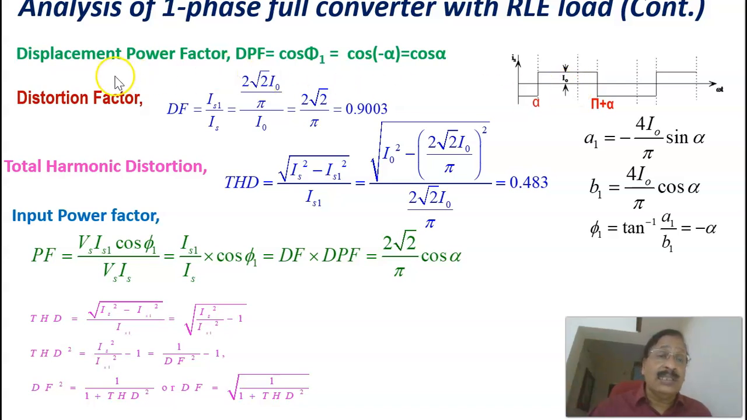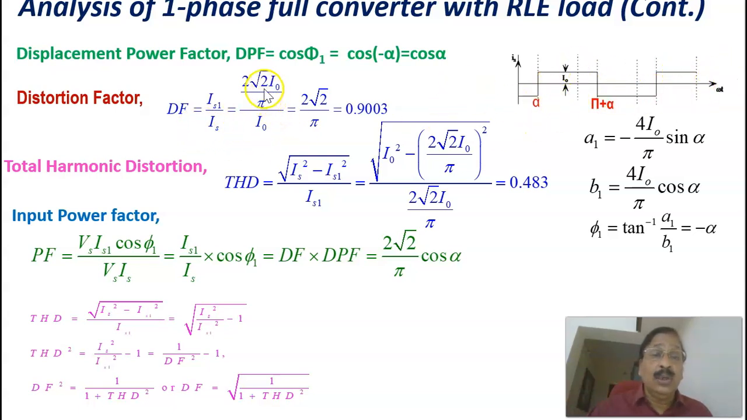What we are concentrating on is that the displacement power factor is the power factor corresponding to the fundamental. That is the cosine of the angle between the fundamental voltage and current, called cos phi 1, where phi 1 equals minus alpha, so it is equal to cos alpha. Therefore, that is called the displacement power factor, and the distortion factor is equal to Is1 divided by Is, that is, the RMS value of the fundamental divided by the total RMS value, the RMS value of this rectangular wave.